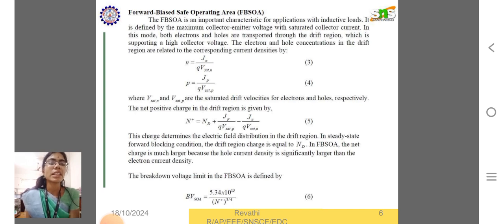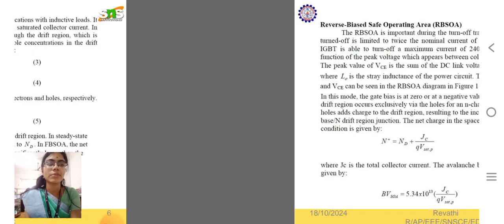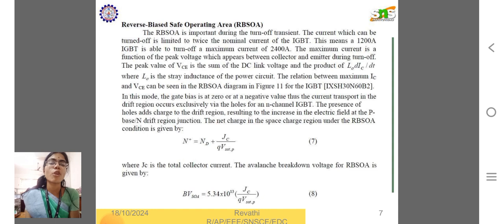The charge determines the electric field distribution in the drift region in the steady state forward blocking condition. The drift region charge is equal to ND. In FBSOA, the net charge is much larger because the hole current density is significantly larger than the electron current density. For the reverse biased safe operating area, it means a 1200 amp IGBT is able to turn off a maximum current of 2400 amps. The maximum current is a function of the peak voltage which appears between collector and emitter during turn off.